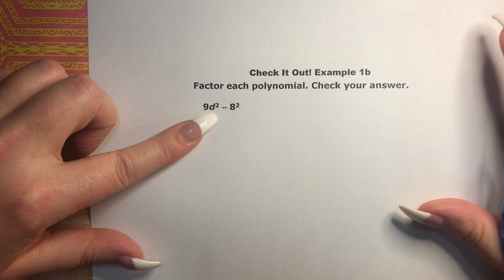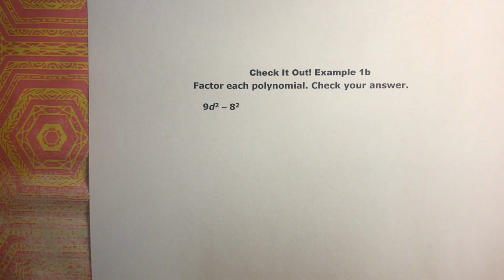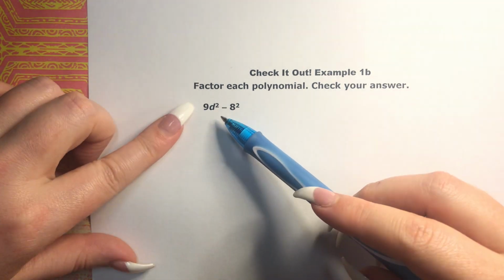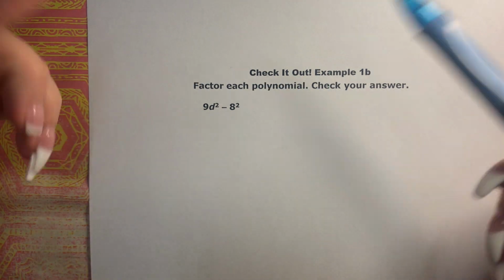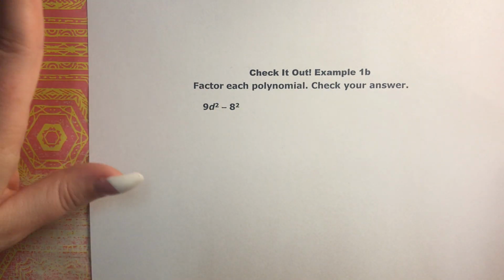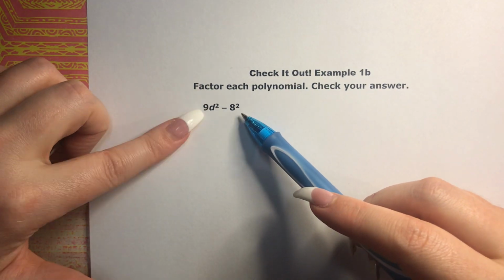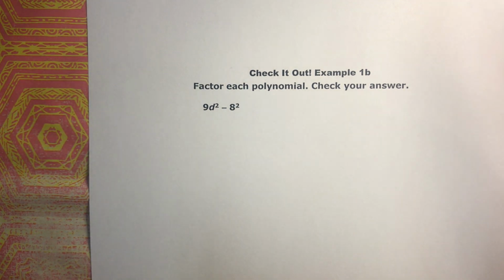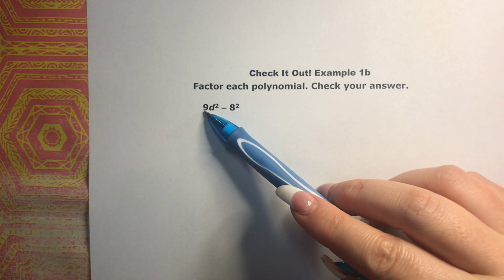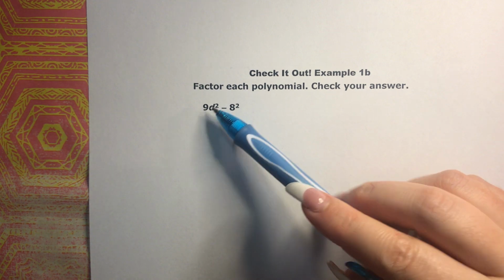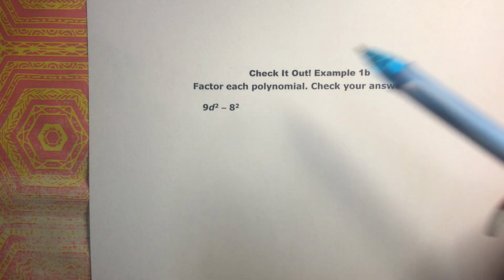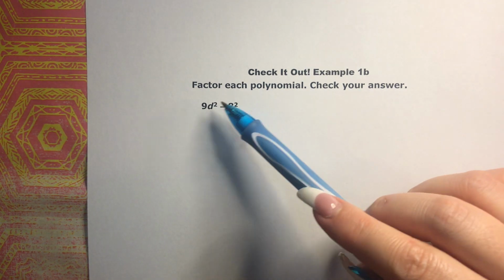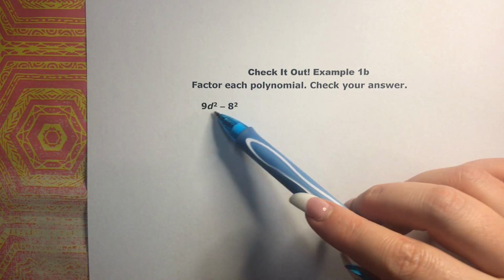We have 9d squared minus 8 squared. Okay, so first I'm going to look at the signs. We got a positive and a negative, so we don't do anything there. I'm going to look at the numbers. There's a 9, excuse me, and an 8 squared. Factors of 9 are just 1, 9, and 3, and none of those are factors of 8, especially not 8 squared. So there's nothing with the numbers.